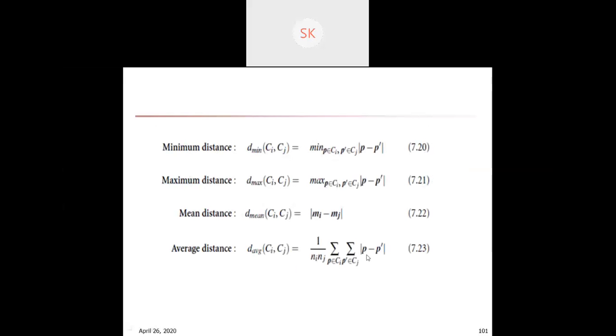So these are the distance measures: minimum distance, maximum distance, mean distance, and average distance. Computation with respect to the average of points p and p'. Straight away, the formula. These are the slides to explain this computation.